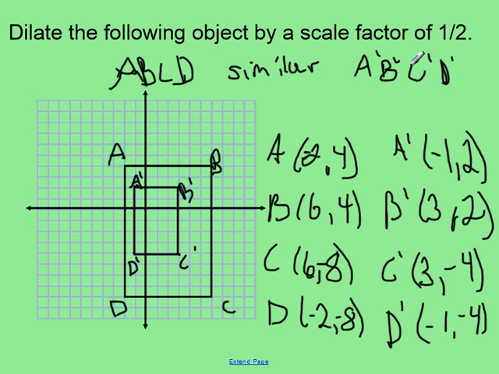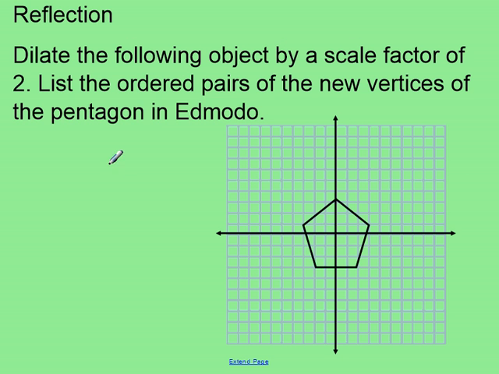Okay, for your reflection to type into Edmodo, you need to dilate this object by a scale factor of 2. And you're going to have to list the ordered pairs of all the new vertices of this pentagon in Edmodo. There are 5 vertices. You need to tell me the ordered pair of each one on your new image. Okay? Look forward to seeing your responses.